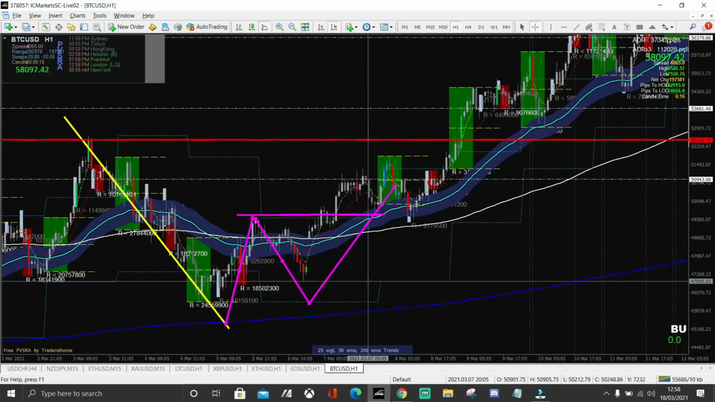Guys, I'm telling you, man, be careful with leverage. That's not financial advice. It's common sense. Be careful with the leverage. Understand its utility. All right?